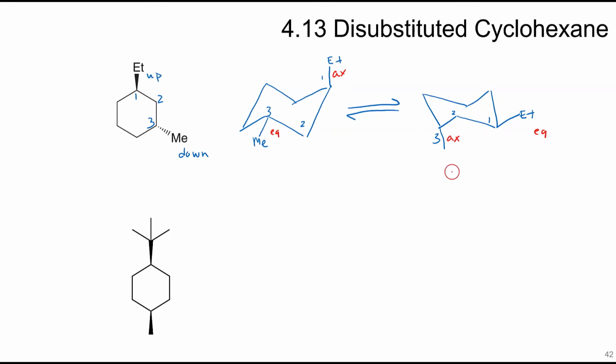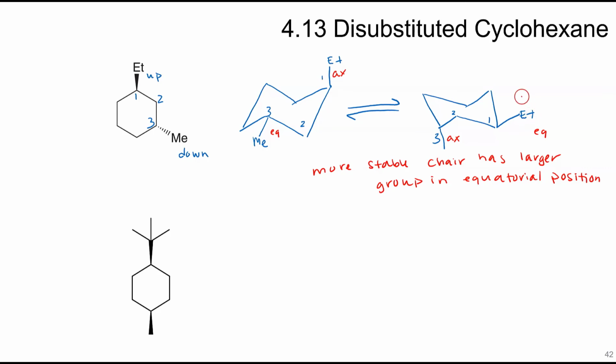The one that is more stable is the one that has the larger group in the equatorial position. So between ethyl and methyl, it's 2 carbons versus 1. This is the one where the ethyl is in the equatorial position, so that one is the more stable one that is preferred.